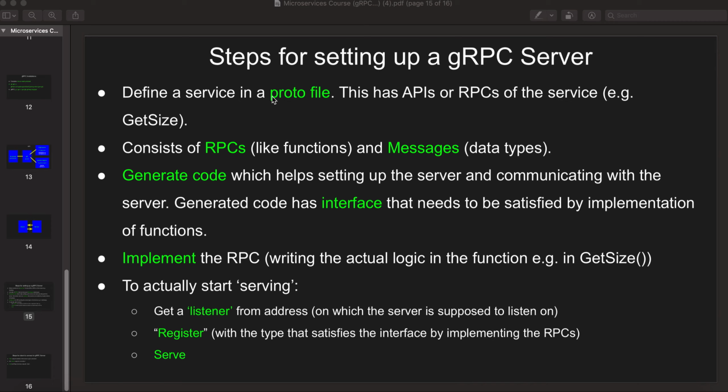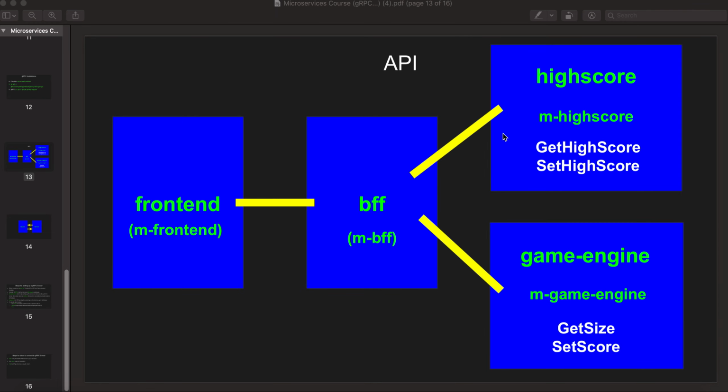So in a .proto extension file, you have to define the service, and this service has APIs or RPCs of the service. So an example of the RPC is what we saw before. In case of high score, it is get high score or set high score. Or in case of game engine microservice, it can be get size or set score.